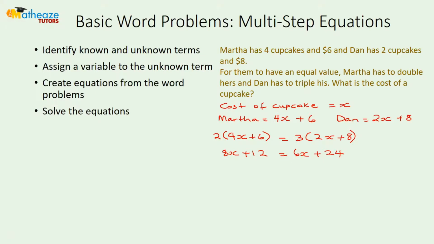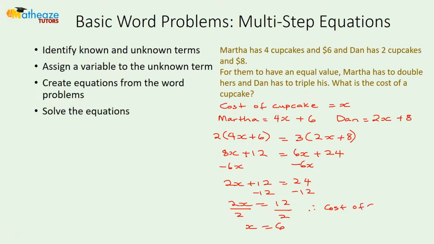Now we're going to subtract 6x from both sides. That's going to give us 2x plus 12 equal to 24. Now we subtract 12 from both sides. So 2x equal to 12. Now we divide both sides by the coefficient of x. So we have x equal to 6. Therefore, the cost of a cupcake is $6.